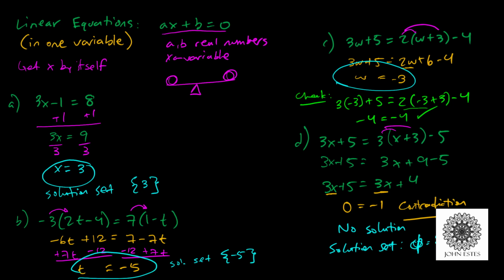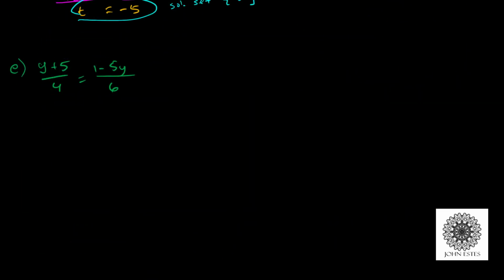Alright, now I want to look at one more. And this is part E. y plus 5 over 4 equals 1 minus 5y over 6. And I hate this example, right? And you do too, because it has denominators, it has fractions. But I know a way to get rid of these denominators that are so pesky.